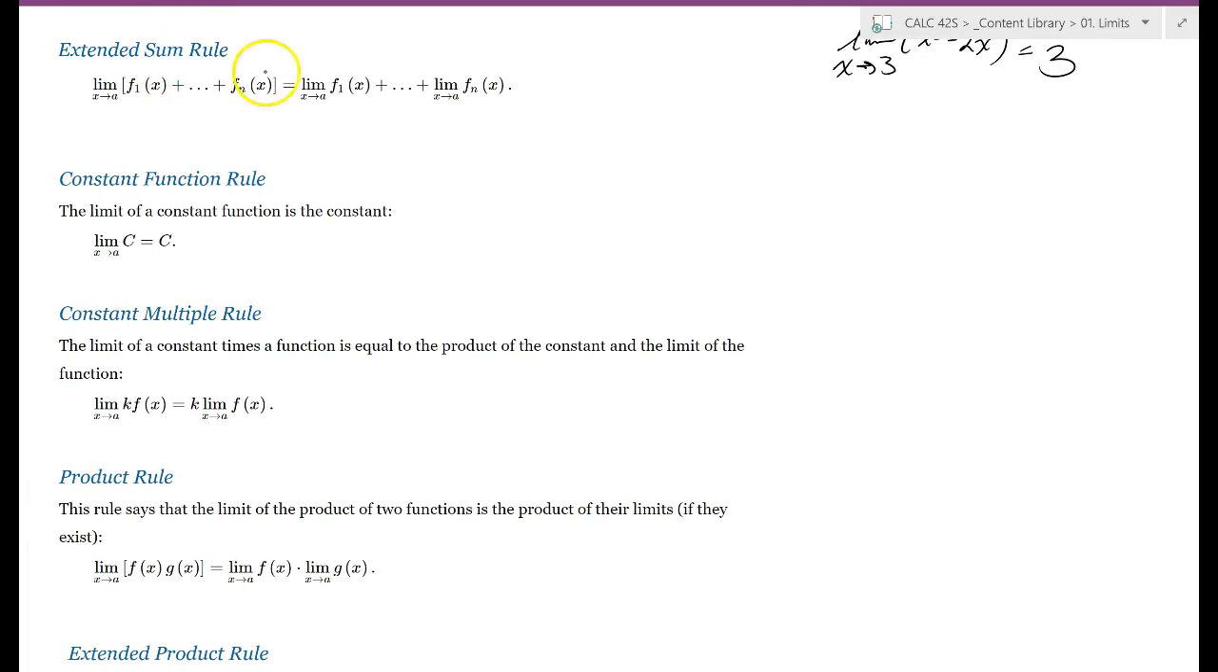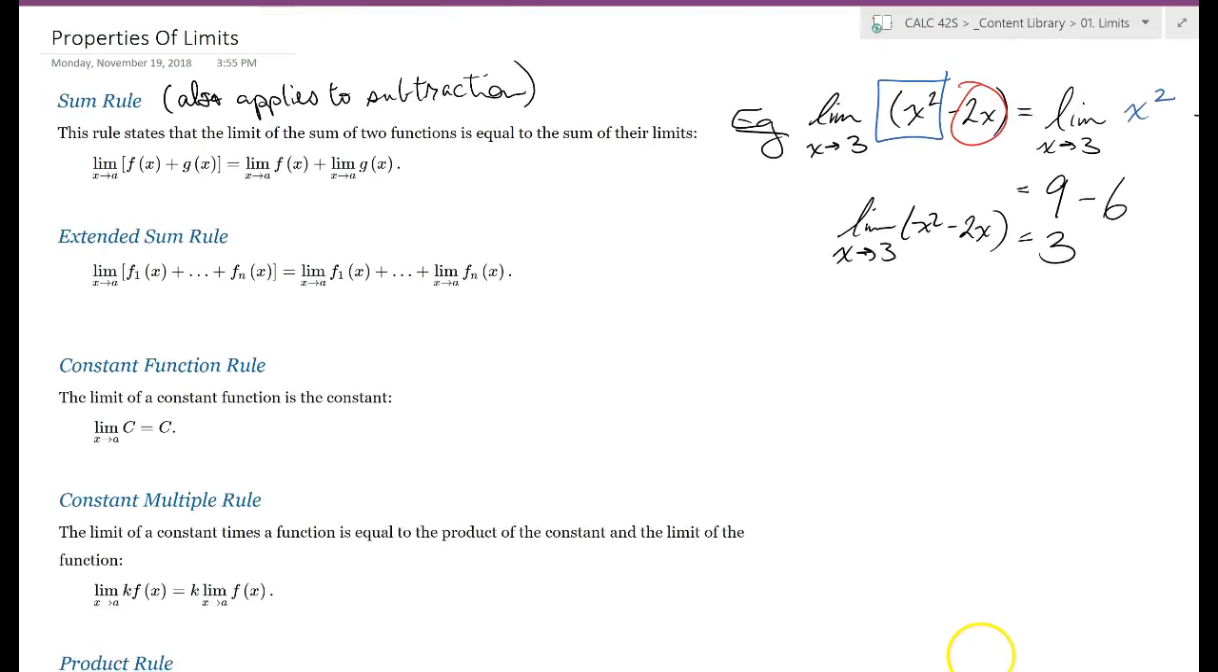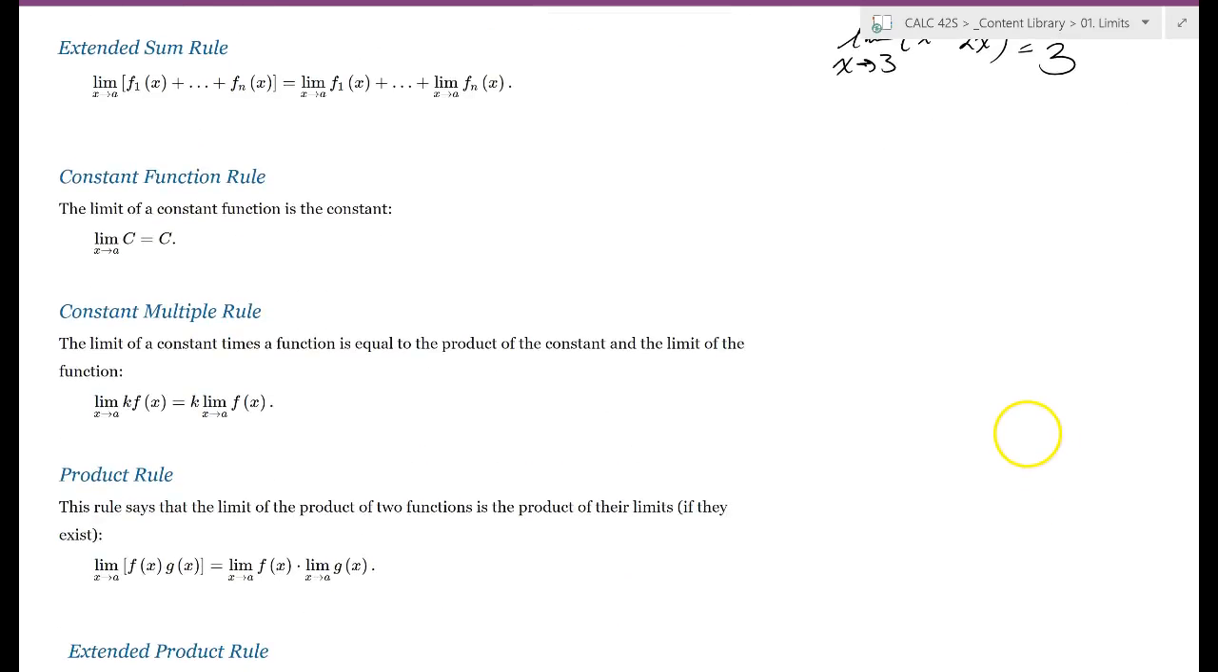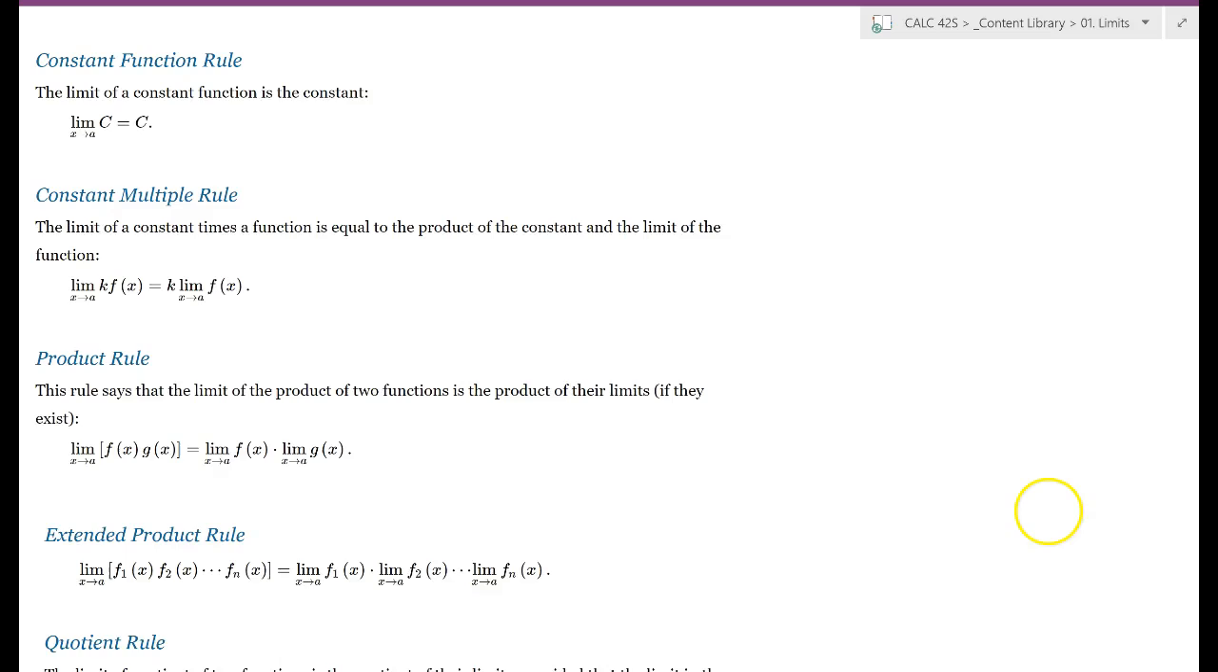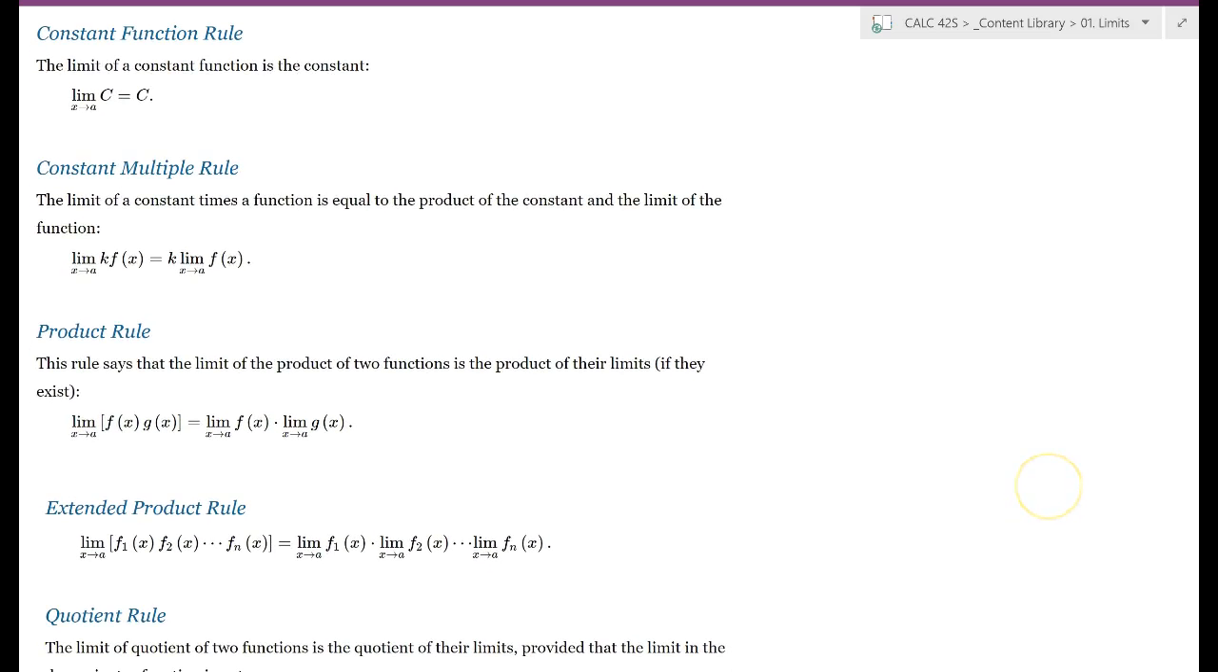Now, the extended sum rule is just basically that you can continue forever in terms of breaking them apart. It doesn't have to be just two pieces being combined. It can be any number of terms as long as they're being added or subtracted. You can combine them. The constant function rule: whenever you're taking the limit of a constant, then the limit is a constant.